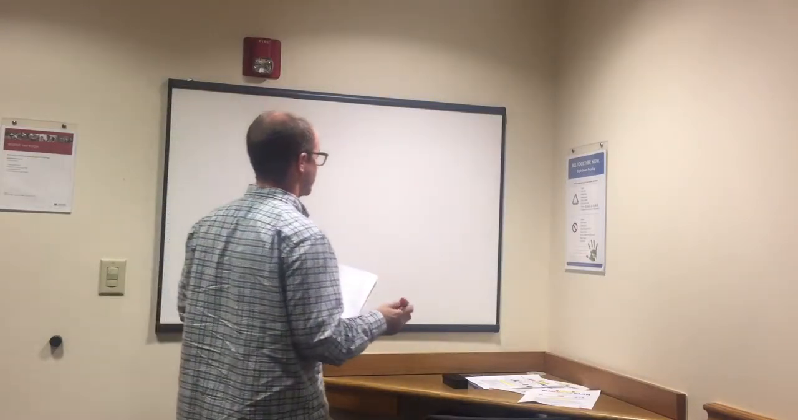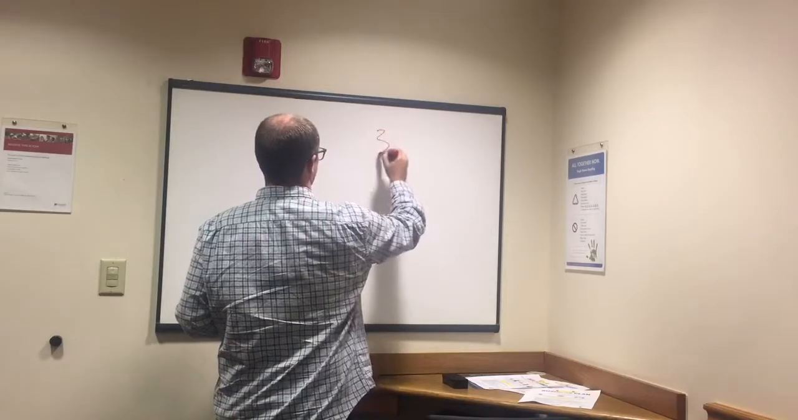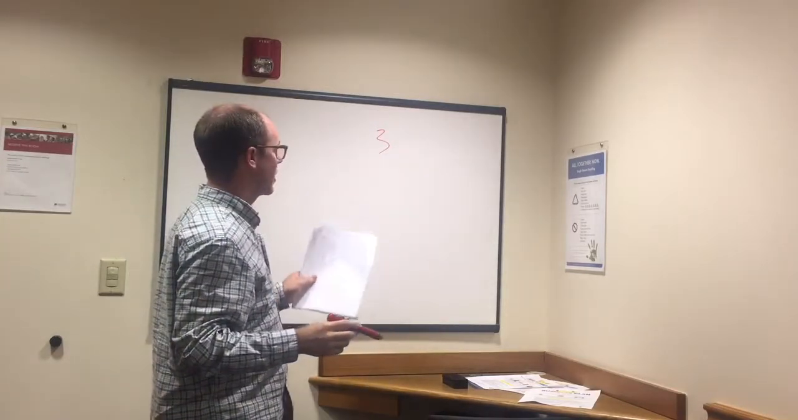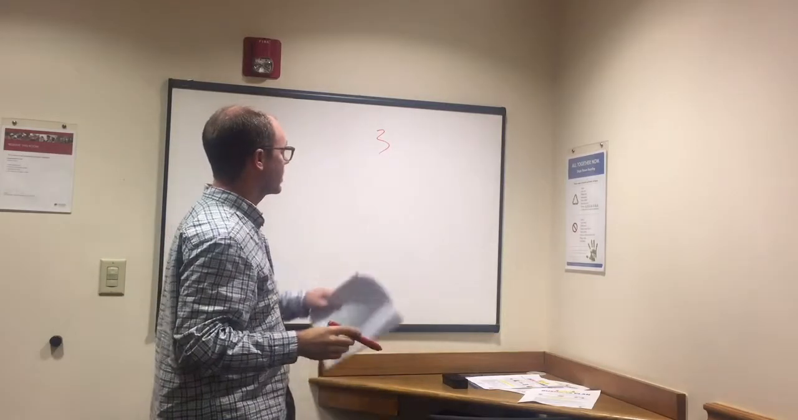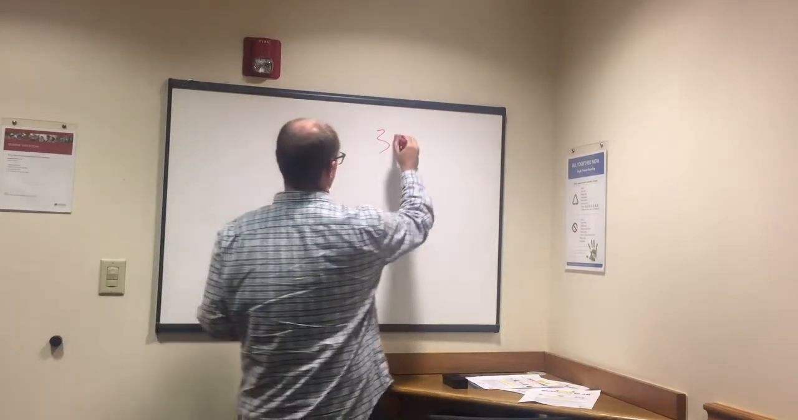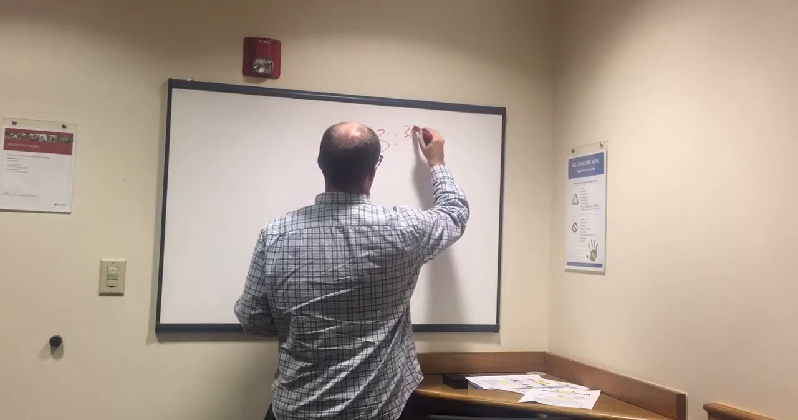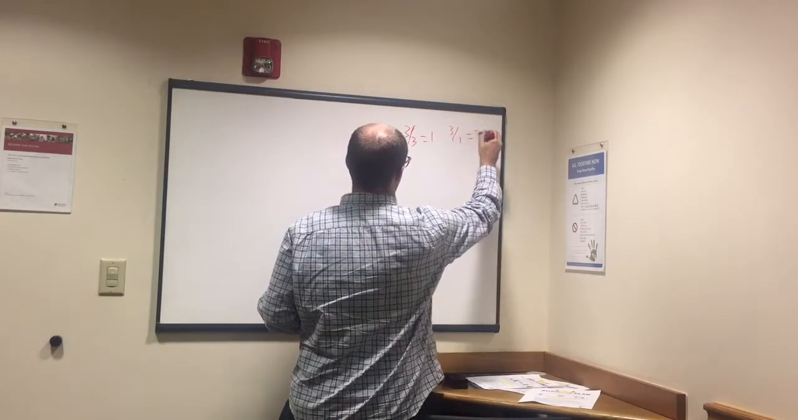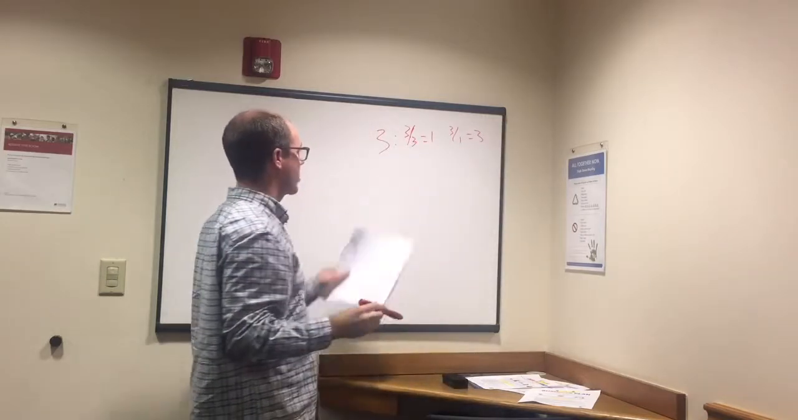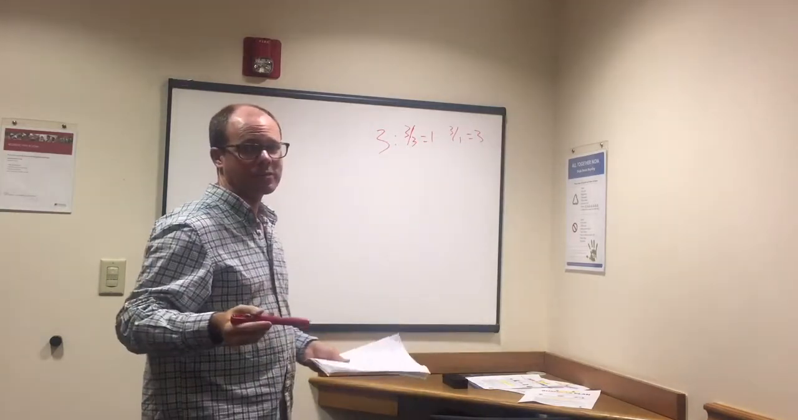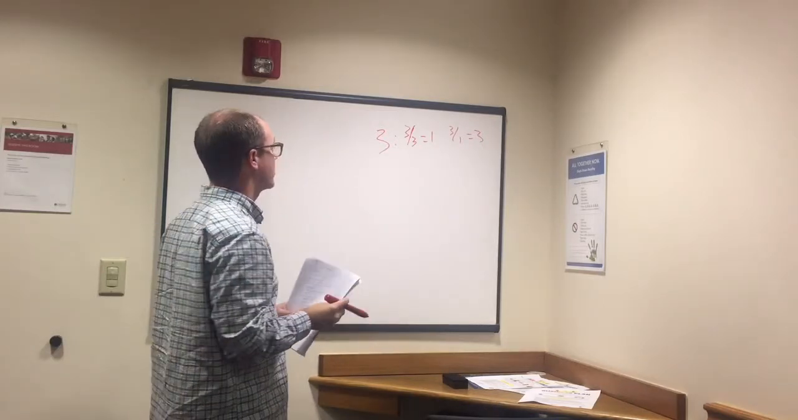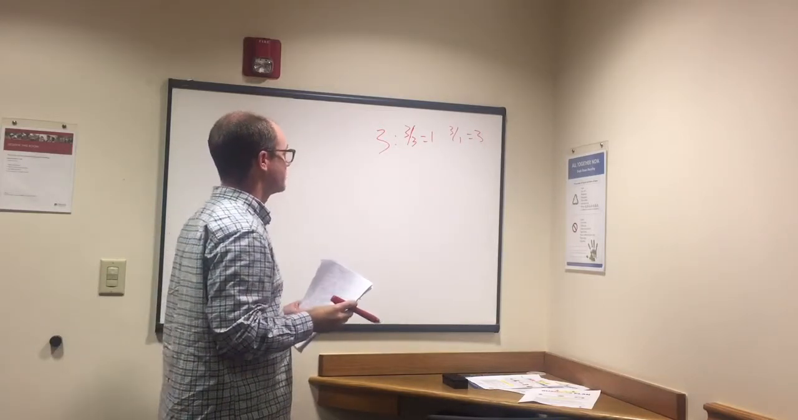As an example, we have the number 3. 3 is divisible by only itself, 3, and 1, right? 3 divided by 3 equals 1. 3 divided by 1 equals 3. But 3 divided by 2 equals 1.5, so it doesn't divide evenly, and we don't like that for being a prime.